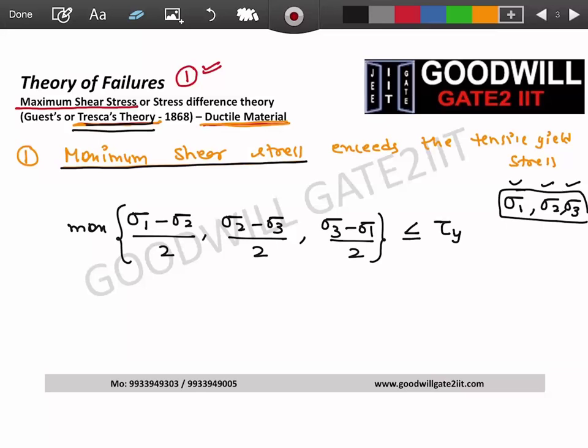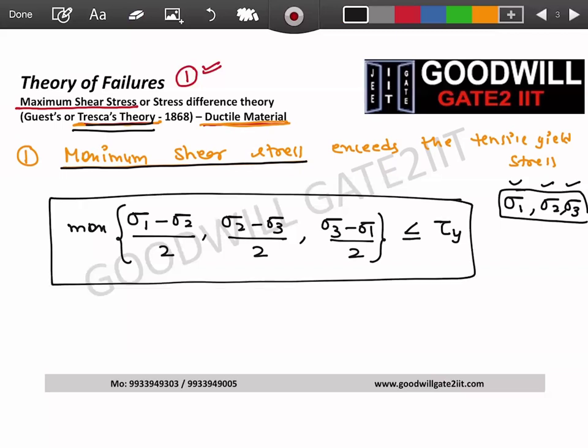Now, what I'm saying is this. Anything I'm going to block, you are going to learn by heart. So this is the formula we should remember. Now, what they will do in your exams is they will give you sigma y rather than tau y. You need to understand the difference. This is tensile yield stress.